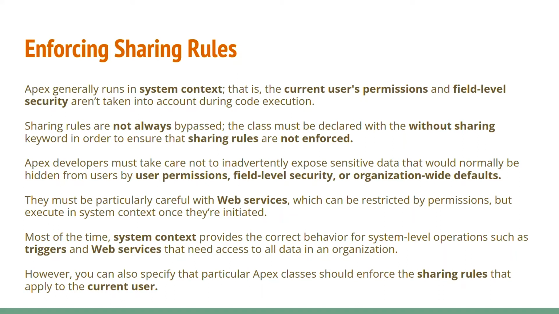Apex developers must take care not to expose sensitive data that would normally be hidden from the users by user permissions, field level security, or OWD, that is organization wide defaults. And developers should be very particular when they are developing web services, because most of the time, if we are exposing some data which should not go in that particular request or to that third party, we have to be very specific about which data they want and how they want it. Most of the time, system context provides the correct behavior for system level operations such as triggers and web services.